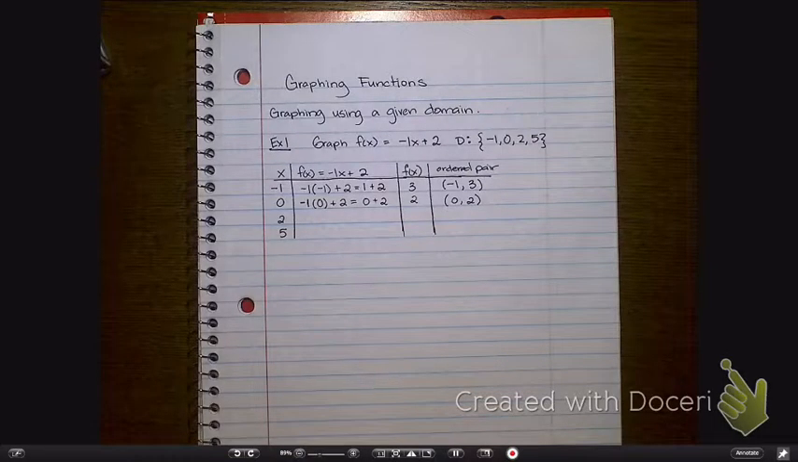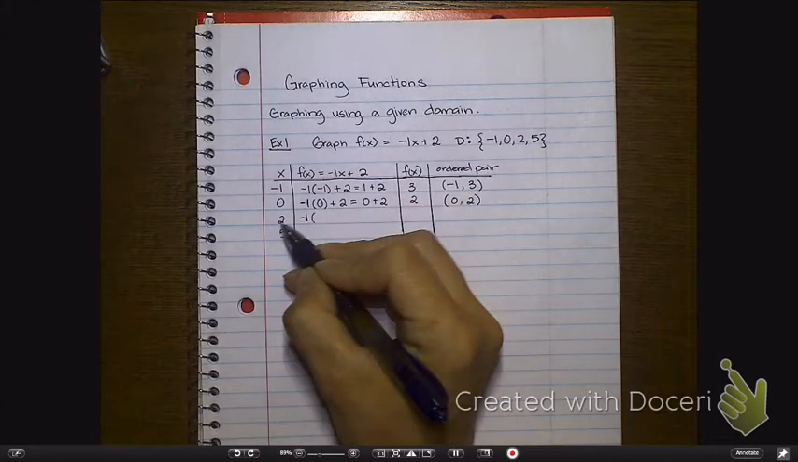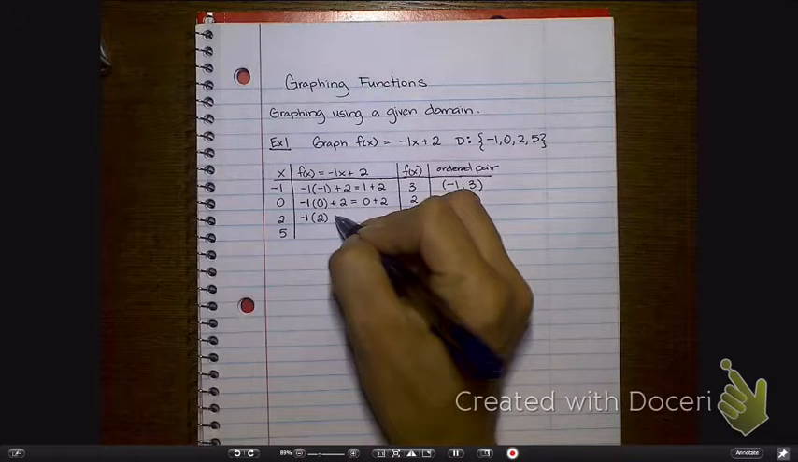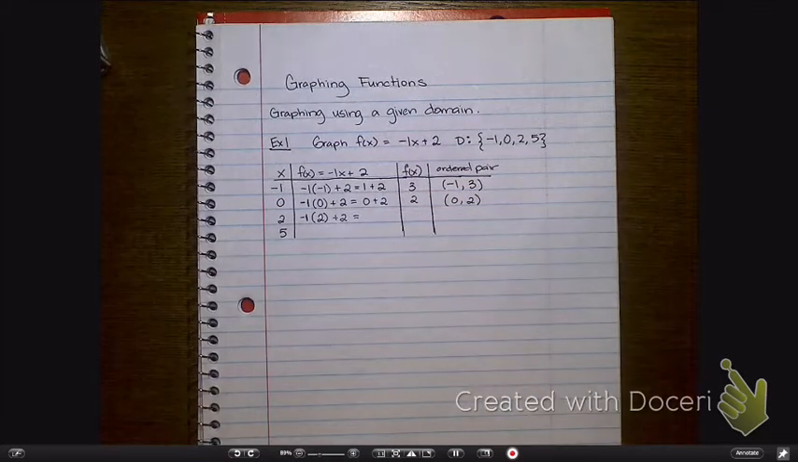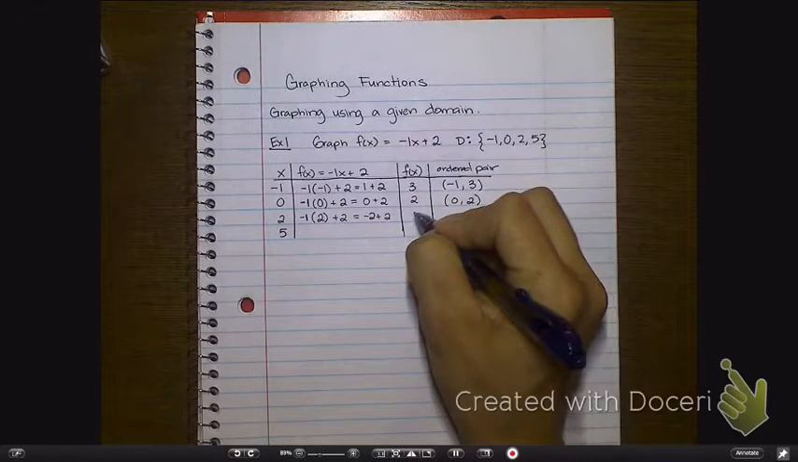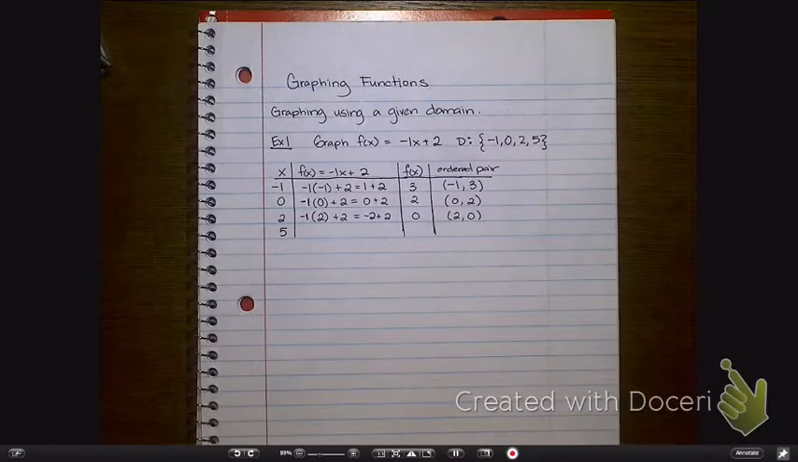All right. So now next I'm going to do negative 1 times, now my new x value is 2. So I'm going to put 2 in the place for x. So what's negative 1 times positive 2? Negative 2. And what's negative 2 plus 2? 0. So my next ordered pair is 2, 0.